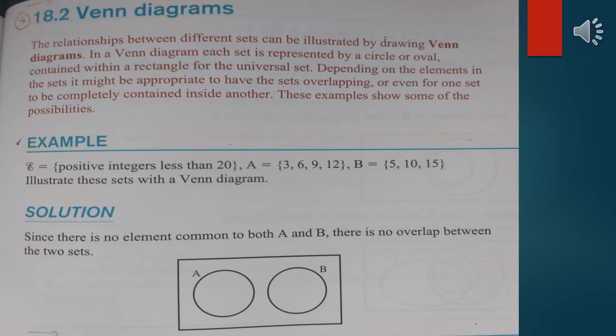Example: the universal set is positive integers less than 20. A is 3, 6, 9, 12 and B is 5, 10, 15. Illustrate these sets with a Venn diagram. Since there are no elements common to both, the two sets A and B inside the universal set are drawn separately. There is no overlapping or crossing.